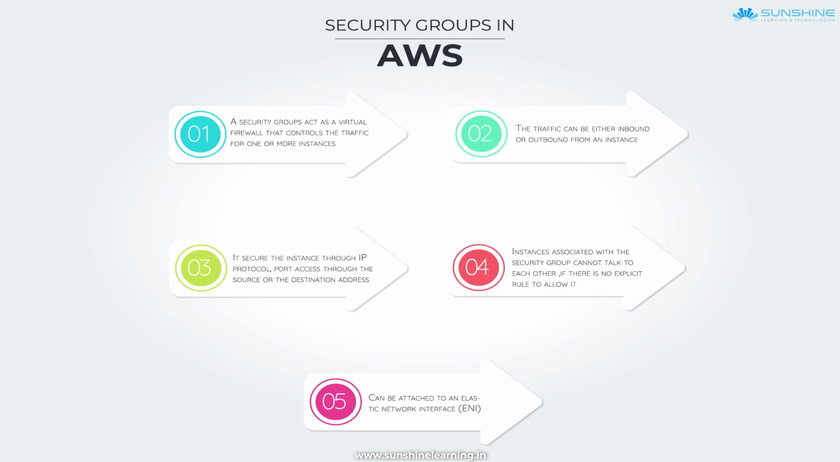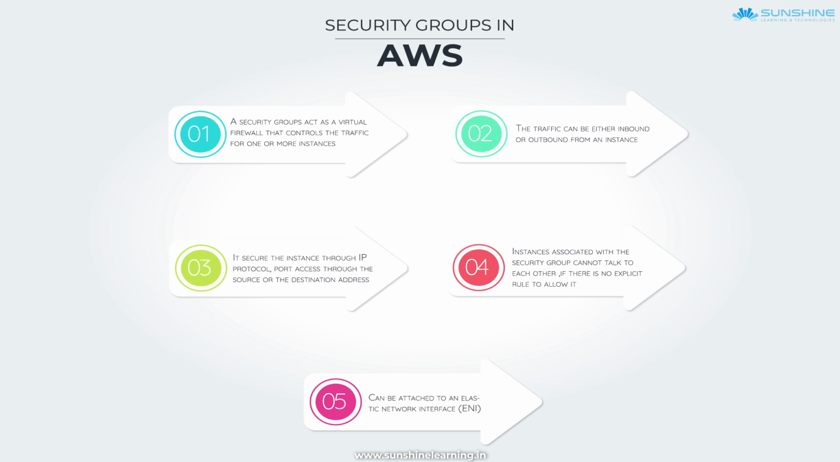So let's look into the slide and see what the security group says. Security groups in AWS act as a virtual firewall that controls the traffic for one or more instances. The traffic can be either inbound or outbound from an instance. Inbound means the traffic coming towards the instance or the virtual machine. Outbound means the traffic that is flowing from the virtual machine towards the internet.